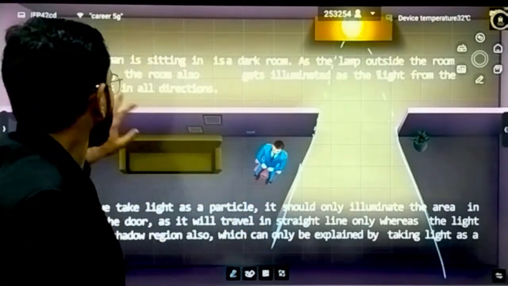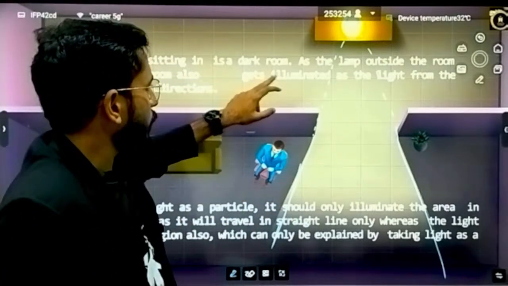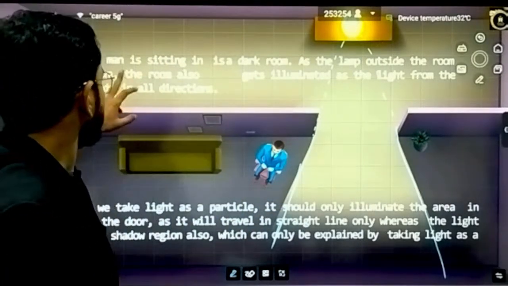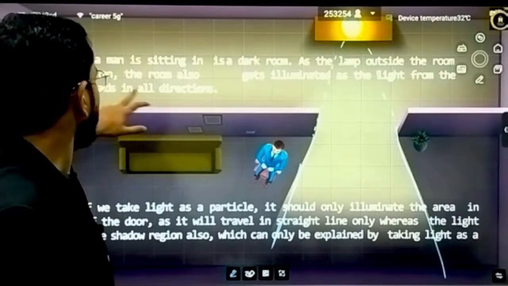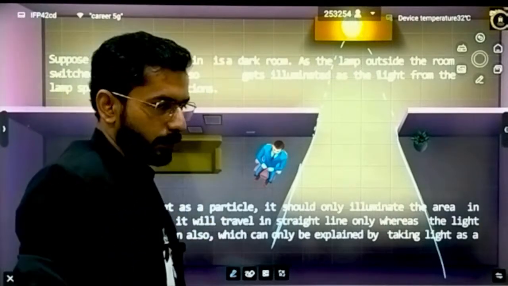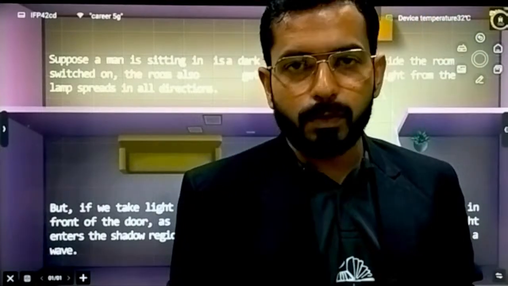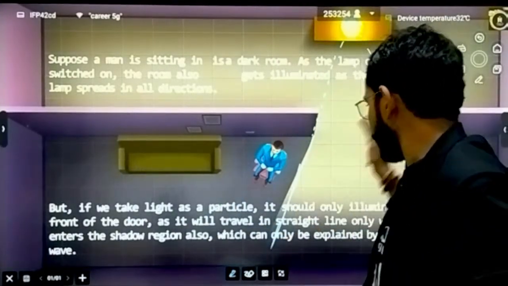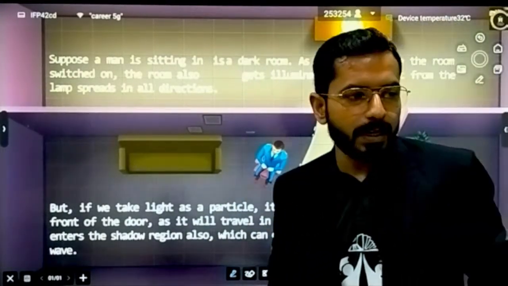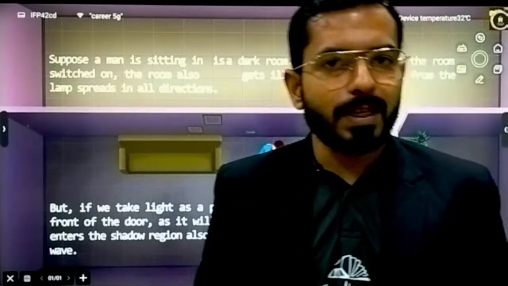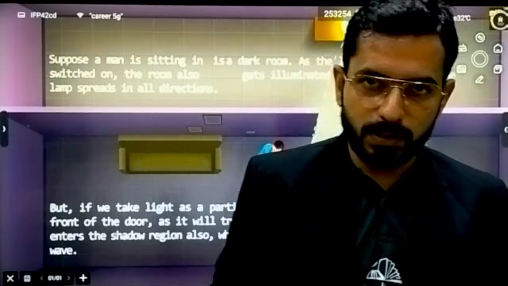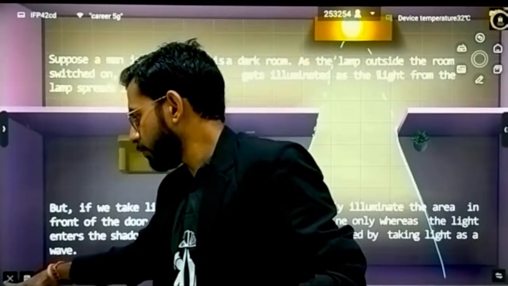See, suppose a man is sitting in a dark room. As the lamp outside the room is switched on, the room also gets illuminated as the light from the lamp spreads in all directions, because it is a wave. That's why it will be spread into all the directions. If it were a particle, it would be restricted to this portion only. That's why diffraction proves that light actually has a wave nature.